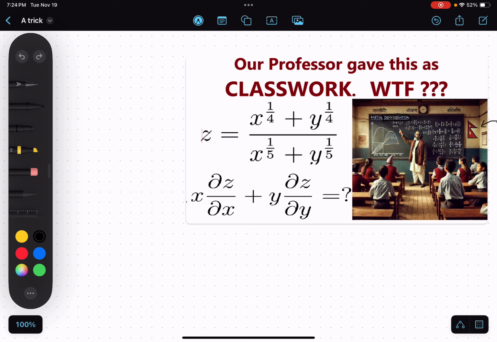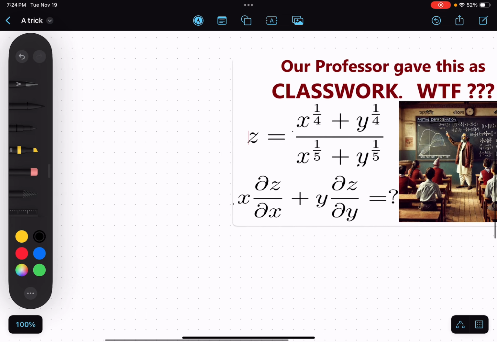In fact, first of all, notice that this z is actually a homogeneous expression. Now what's homogeneous? Homogeneous basically means that the degree of all the terms should be the same. Over here, the numerator is homogeneous, and the denominator is also homogeneous, because they have the same degrees. Now if two expressions are homogeneous, their quotient is also homogeneous.